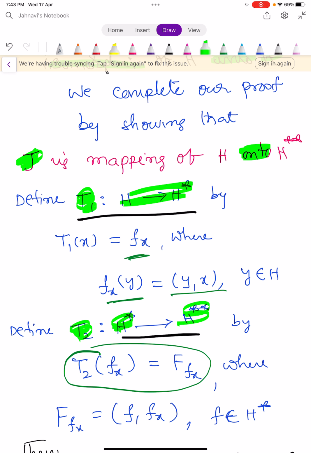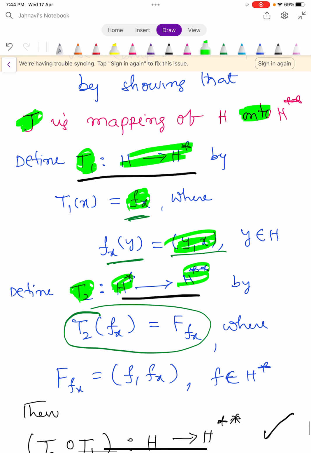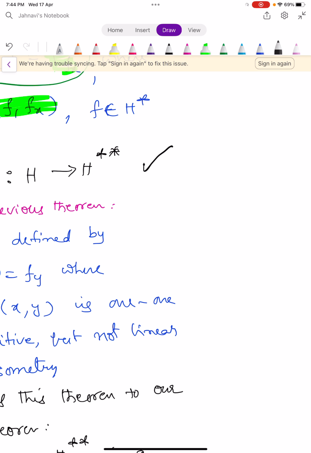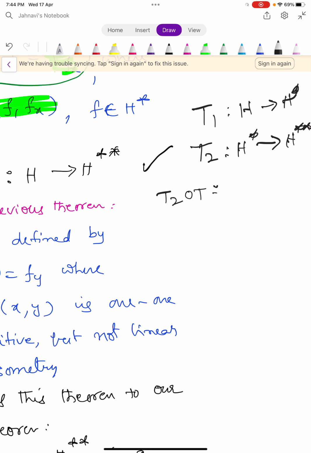To prove that it is onto, we define two functions t1 and t2. t1 by fx, where fx is equals to inner product of y comma x. t2 by capital F of fx, it is also inner product of f comma fx. Now it is very simple. You observe that t1 is mapped from H to H star and t2 is mapped from H star to H double star. Therefore, obviously t2 circle t1 is mapped from H to H double star.